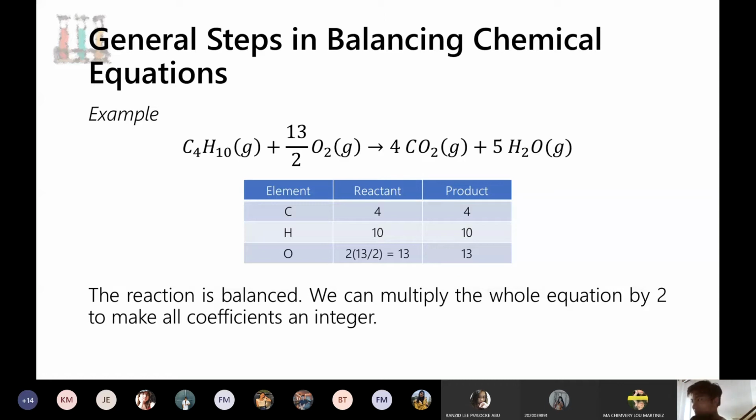Ayun. Galing sa bank eh. Kaya, kailangan ko mag-receive. So, anyway, so ganun yung pag-balance na.